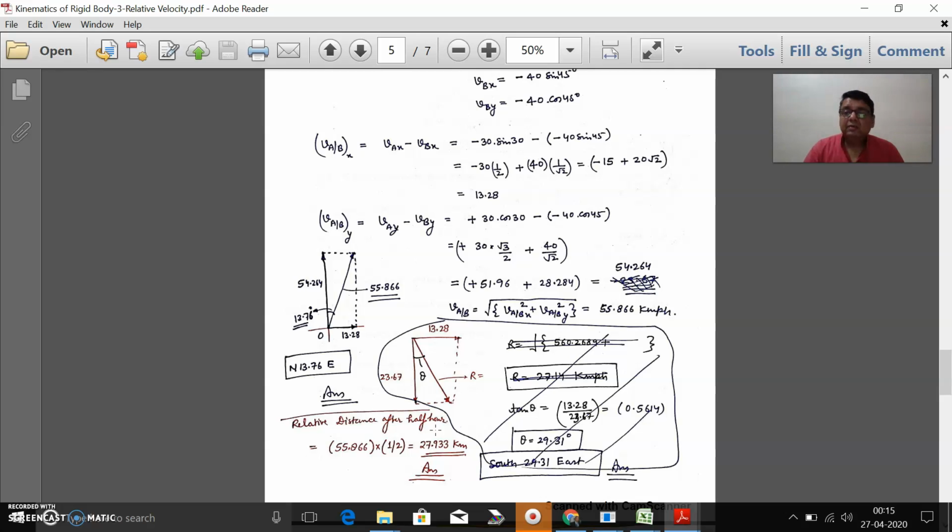So in this case we'll take relative velocity. So relative distance after half an hour is equal to relative velocity multiplied by time, and relative velocity is velocity of A with respect to B. Relative velocity is 55.866 multiplied by half an hour, that is 27.933 kilometer.